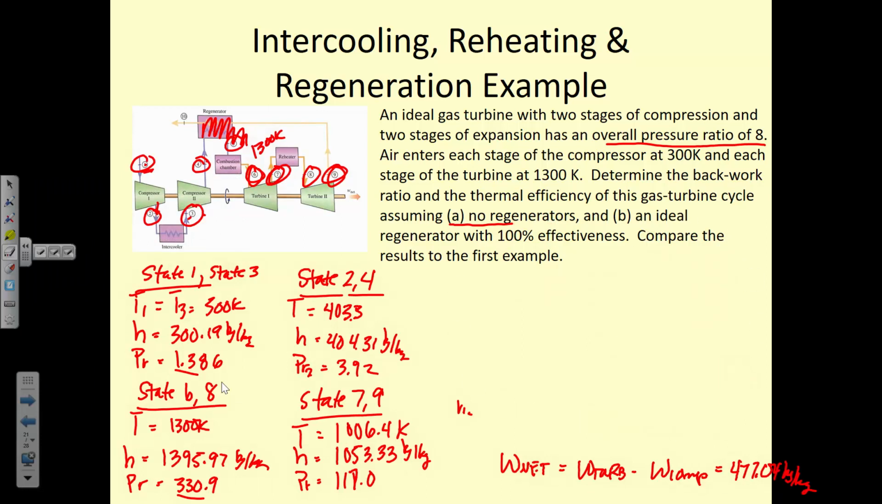Okay, so we have our work net. We need to find our Q in. Well, we don't have to find that yet. So our back work ratio in part A is equal to the work of the compressors divided by the work of the turbines, which gives us 208.24 over 685.28, which is 30.4%.